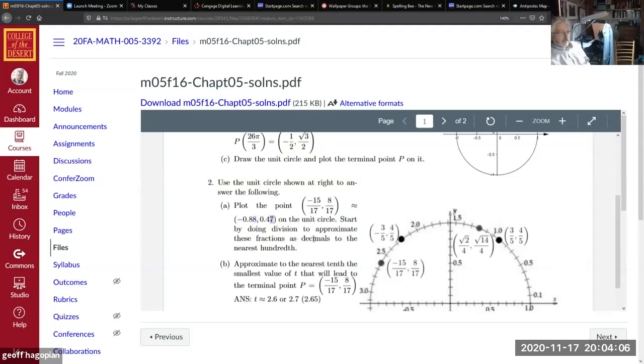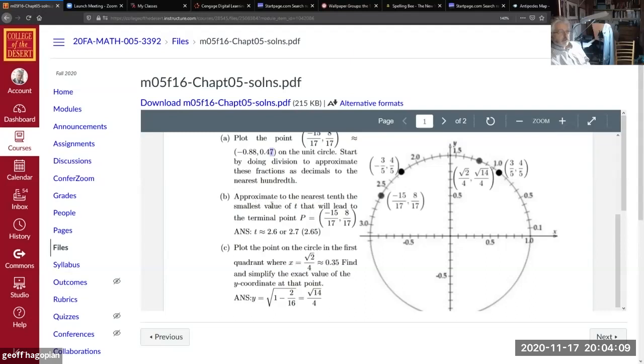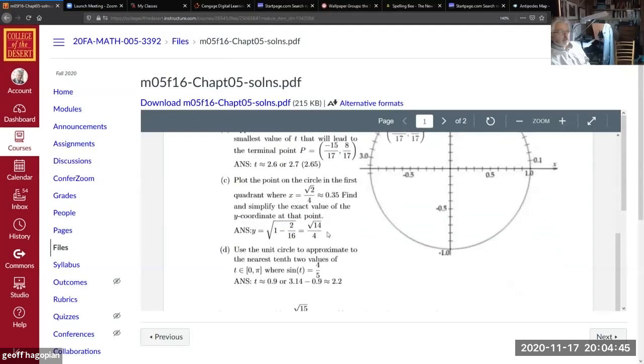Approximate to the nearest tenth the smallest value of t that will lead to the terminal point here, right? So we're basically counting around the circle by tenths, right? We get to 2.6 approximately. And so, yeah, 2.65 apparently, which I don't think I plotted that perfectly correctly. 2.5 is here.